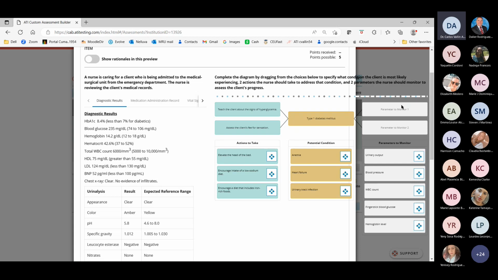So let's see, parameter to monitor. Urinary output could be, because in diabetes we have polyuria. Blood pressure, the blood pressure is okay, it's not necessary. White blood cell count, she's not infected. Fingertip blood glucose, of course, we need to monitor the glucose. Hemoglobin levels, she has no anemia, so urinary output is the best option. Do you agree?